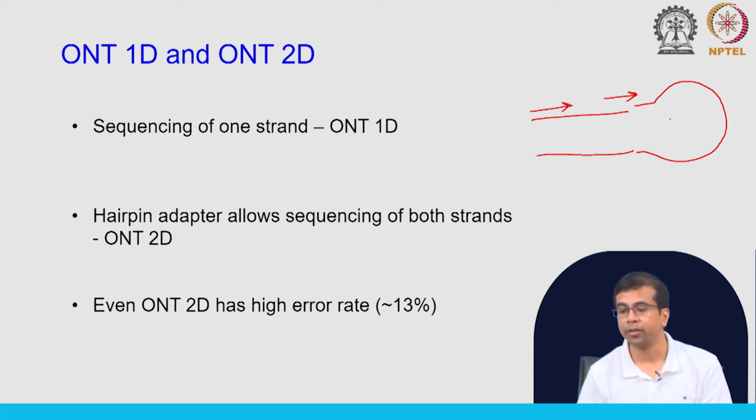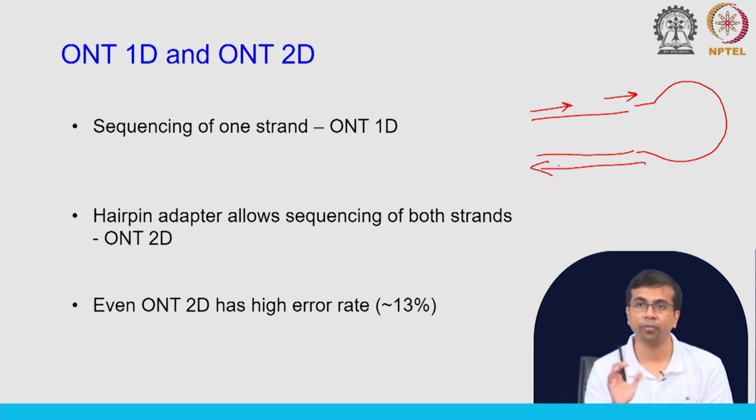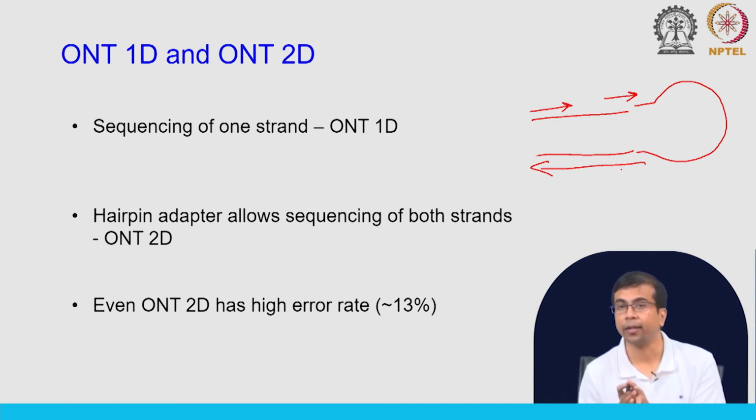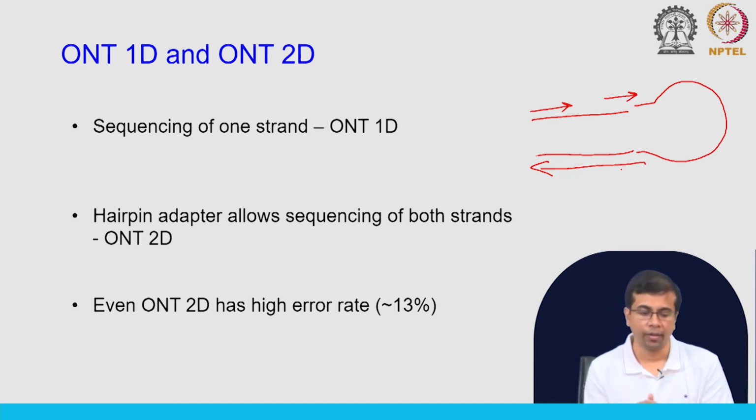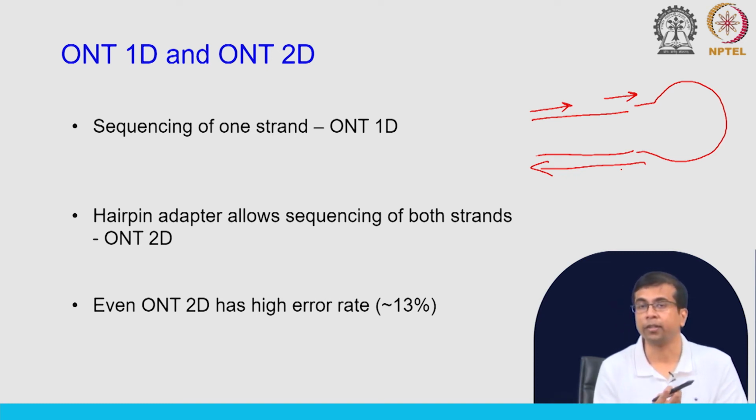Now, because we have this hairpin adapter, we can also sequence the other side. You can kind of move back and forth: we go through this, then we again sequence the other side. This helps in improving the accuracy, because we are getting sequence from the same DNA fragment. These are complementary strands, but the same part of the same fragment. So we will get more sequence data, and this again helps us in calling the consensus sequence. So this hairpin adapter allows us to sequence both strands, and this is called ONT 2D.